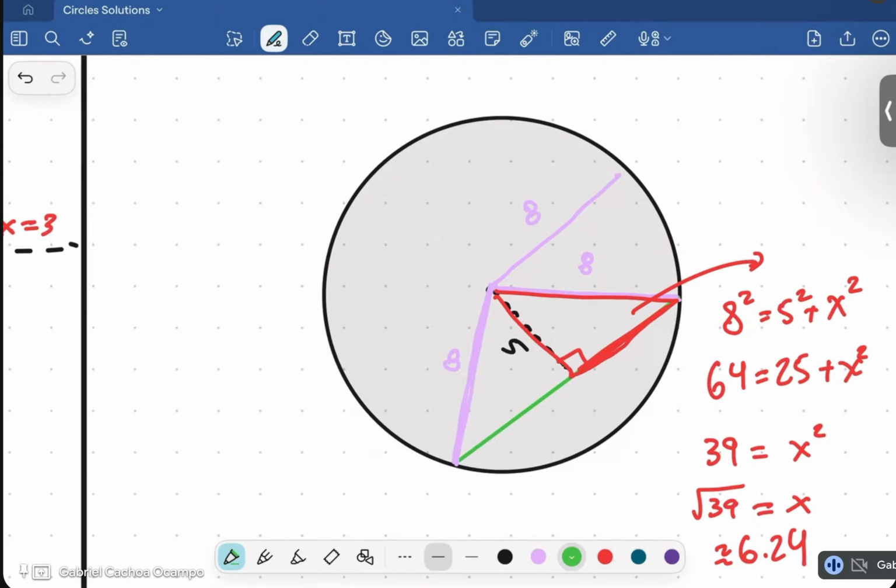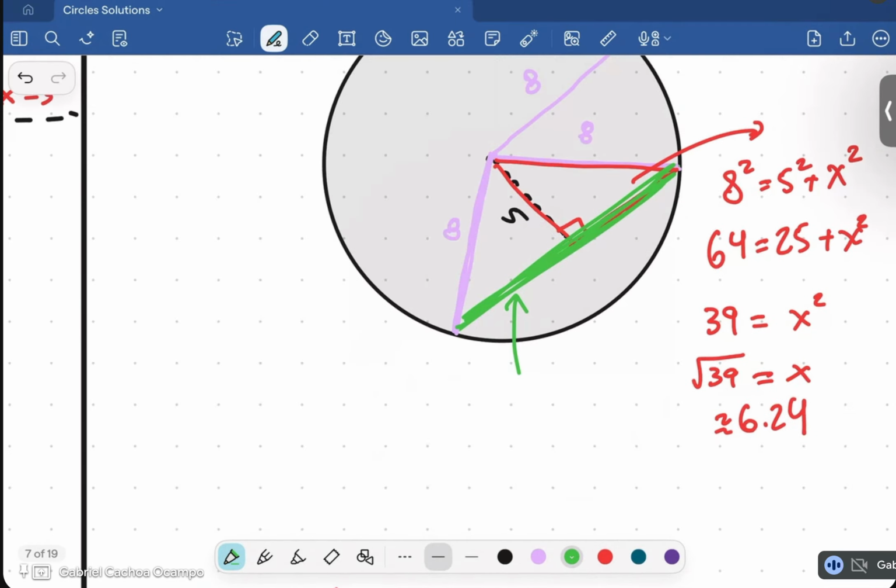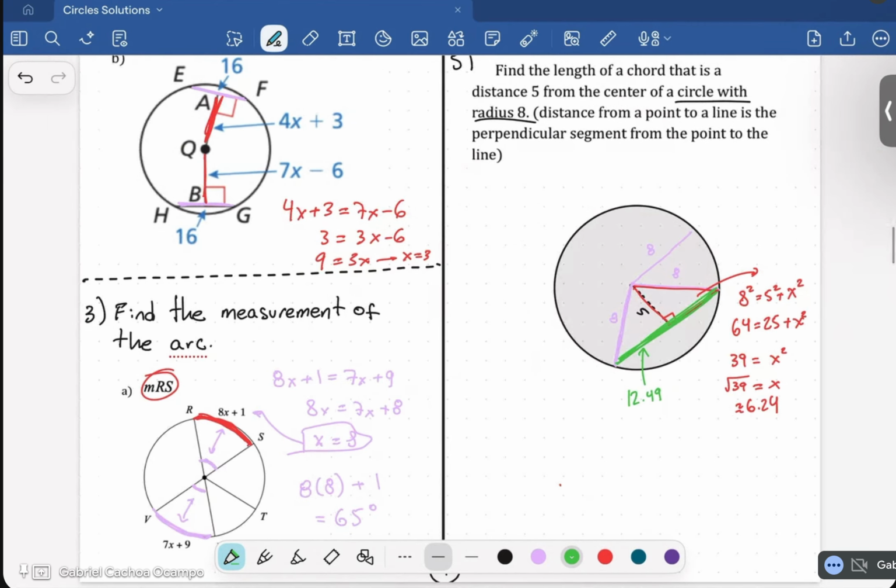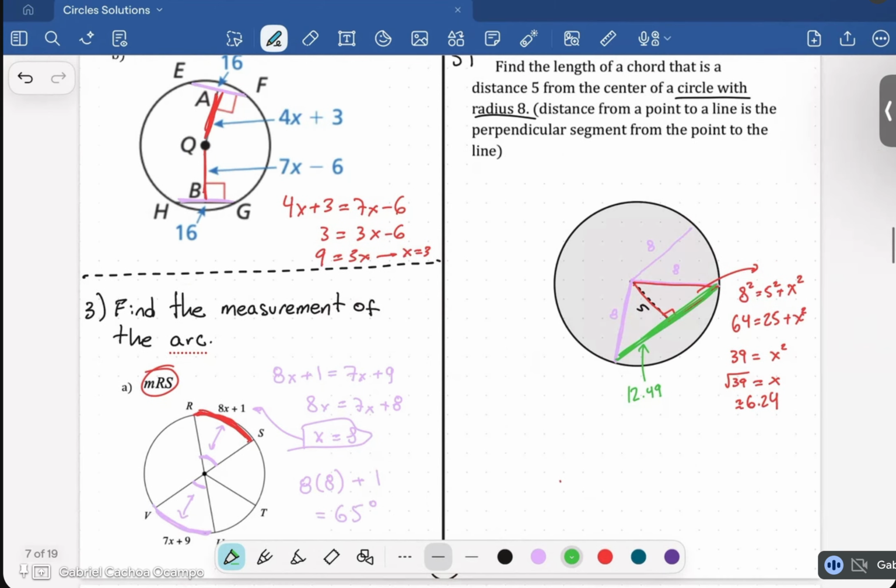So the whole chord is going to measure twice of that. So the whole chord is going to measure 6.24 times 2, that is, 12.49. No, rounding properly. Yeah, this is a toughie.